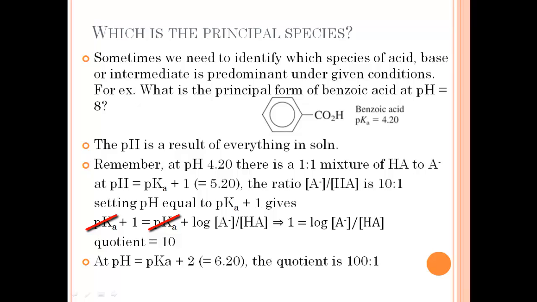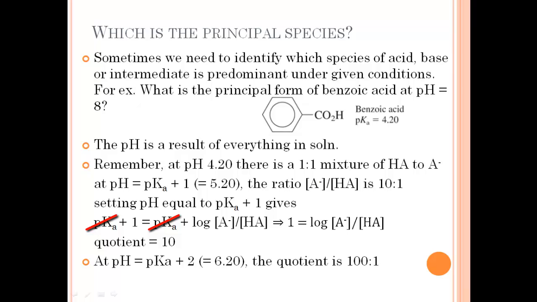If you solve for that by raising 10 to the power on each side of the equation, you'll see that you get 10. So the ratio is 10 to 1. So think about it. If you did it for pK plus 1, what would be pK plus 2? The ratio would be 100 to 1.